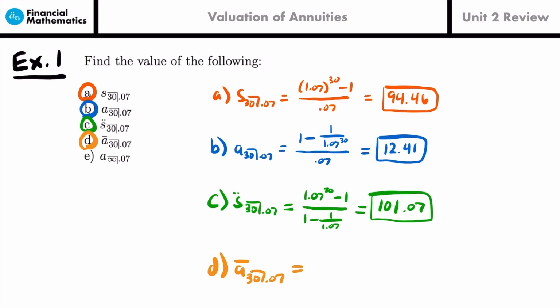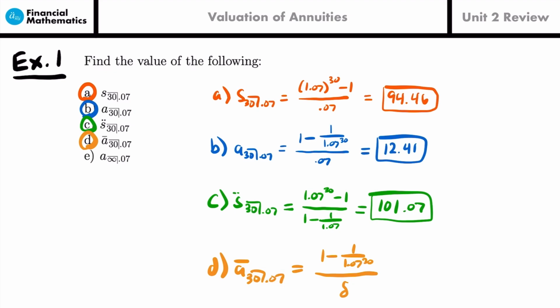That will be equal to 1 minus a present value factor to the power of n, which is 30. But once again, I'm going to rewrite what that would actually be, which is 1 divided by 1.07 to the power of 30. And then that is divided by the force of interest. And we don't know what that is, right? What is the force of interest in this case? Well, we don't know, but we do know the effective interest rate, and we're going to assume here that that is an annual effective interest rate.